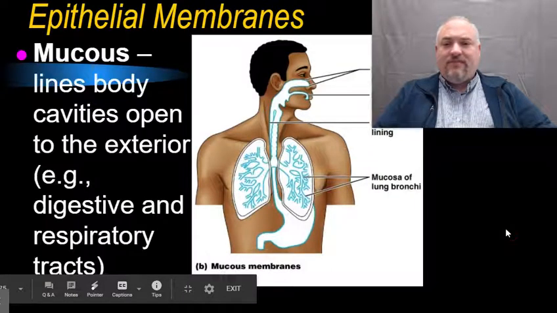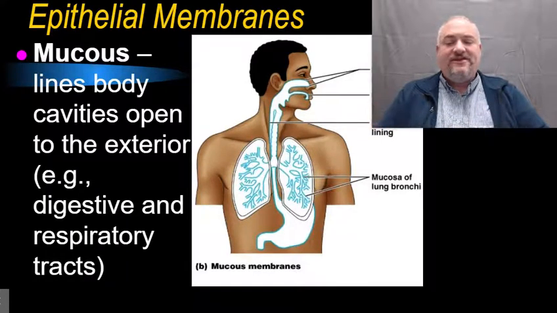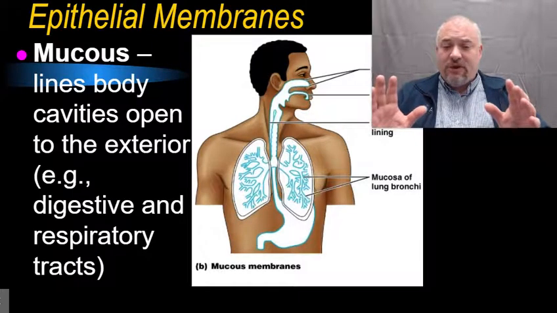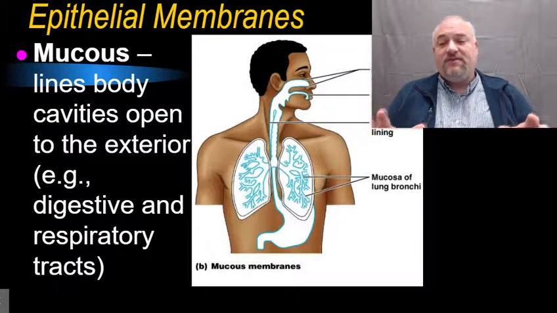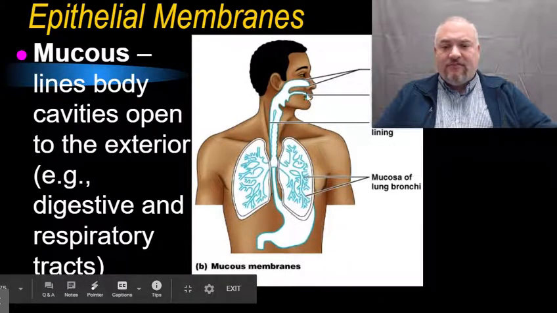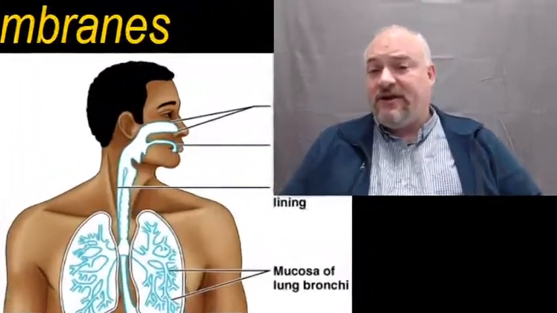Next one I want to talk about, the mucous membrane. I've mentioned this a few times throughout the notes earlier, but it is what lines the body cavities that are open to the exterior and often produces mucus. Not all parts produce mucus, but a good chunk of it does, which is why it's called mucous membranes. So we'll see it lining the digestive tract all the way from mouth to anus. We'll see it lining the respiratory tract. Also, the reproductive tract is lined with mucous membranes. And those are all open to the exterior.